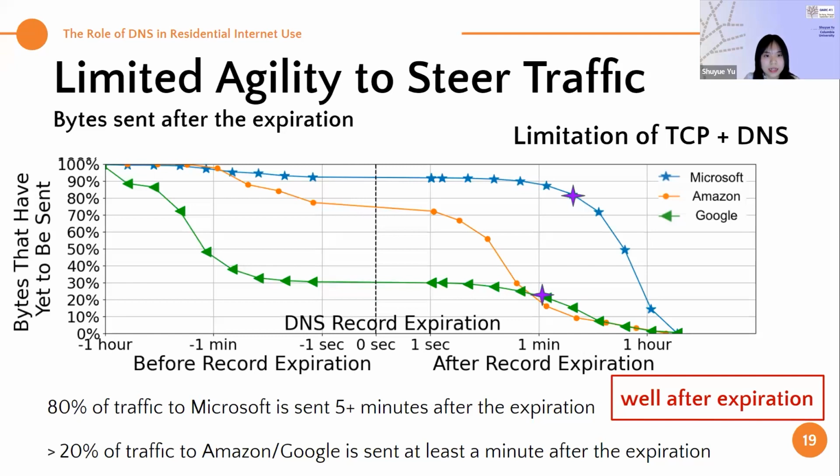Yeah, that's right. I agree with you. So for example, in this figure, we see that Microsoft has more traffic sent up to expiration compared to Amazon and Google. We are not fully sure about the answer, but one of the factors we think might be the same reason you brought up. I think Microsoft is used a lot for enterprises that may have VPN connections up all day long. So that's why they could have very long flows, and that's why they may have more traffic sent up to the DNS record becoming expired. Okay, thanks. Thank you.